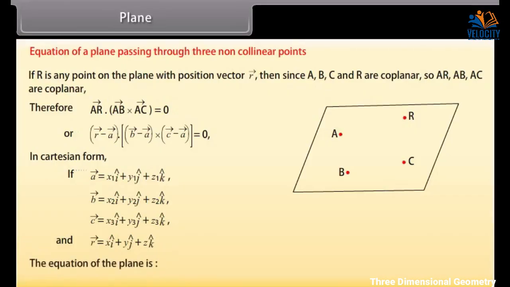The equation of the plane is determinant row-wise. First row, x minus x1, y minus y1, z minus z1. Second row, x2 minus x1, y2 minus y1, z2 minus z1. Third row, x3 minus x1, y3 minus y1, z3 minus z1, equals 0.